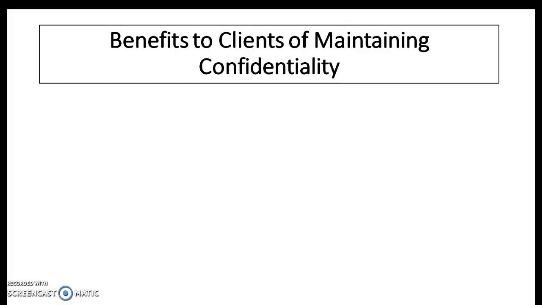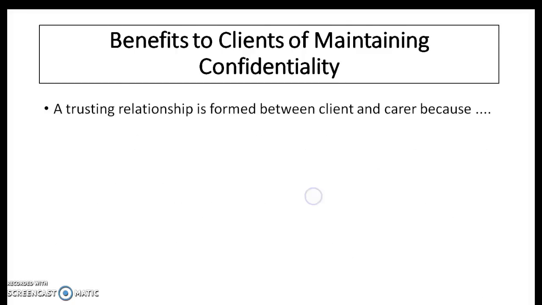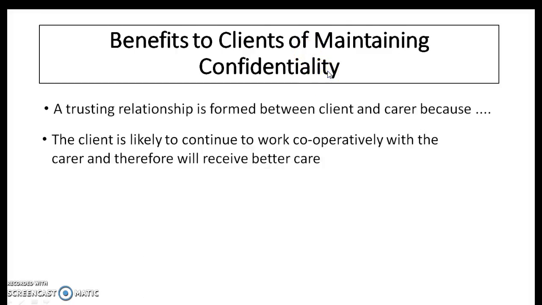So first of all, one of the main benefits, as we said earlier, it actually creates trust. A trusting relationship is formed between client and carer. And that's because if you say you will do something or you will not do something, you will keep this information confidential, and you do so, then clients will trust you. They'll trust that whatever you ask them or tell them, they can trust you again and again and again. So if you build up this trusting relationship, it means that the client's likely to work cooperatively with you. They will trust you, and therefore they'll be a cooperative partner in their care.